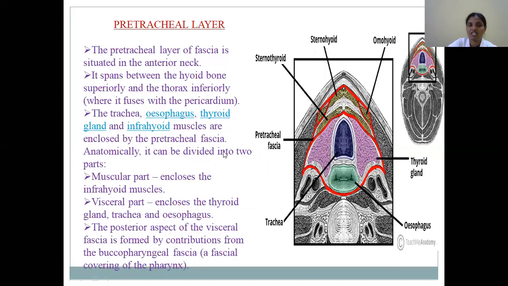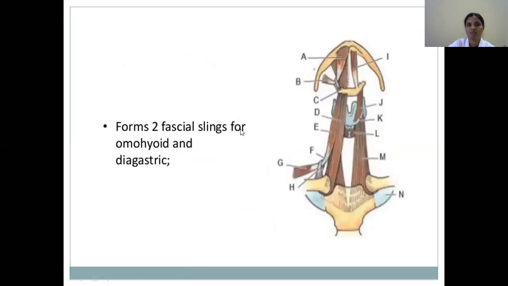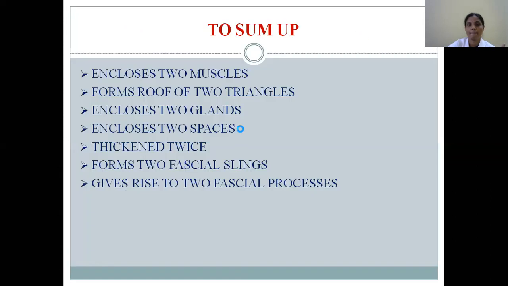Then after that, the investing layer. So what is the investing layer? To sum up, investing layer means you have to know why the name investing is given, because it is enclosing. So enclosing 2 muscles, it forms the roof of the 2 triangles.